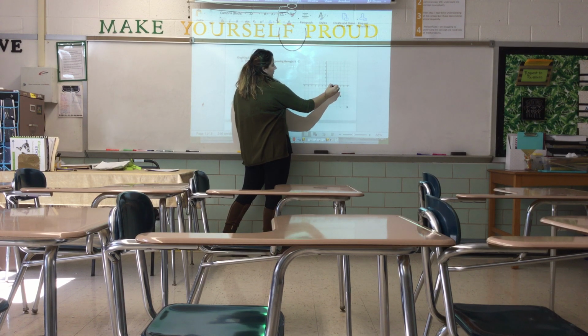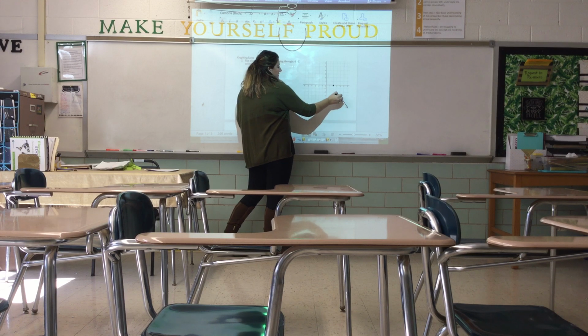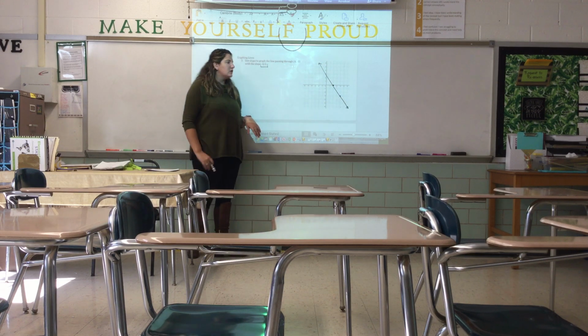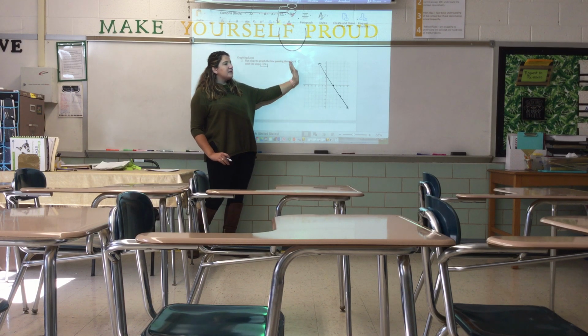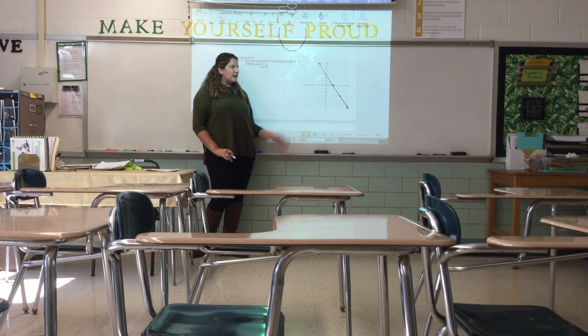So I'm going to go up 3, over 2. And then you're going to connect those lines, like I said, with that straight edge. And that's all I'm going to ask you to do. So just knowing when you're done, double check this was a negative slope. It's going up and to the left, down to the right, so it is a negative slope.